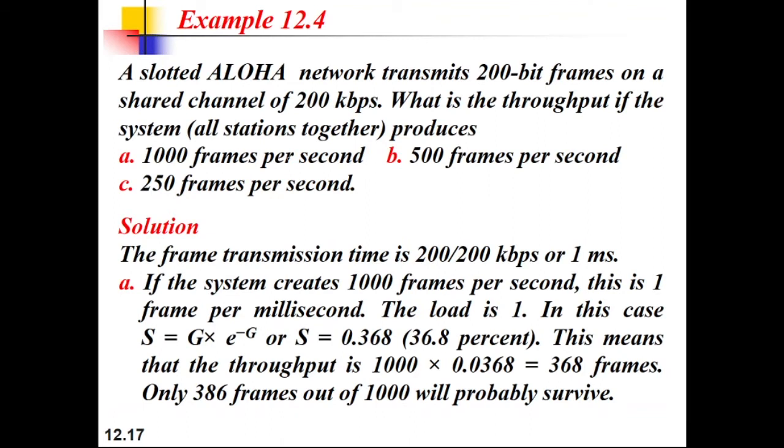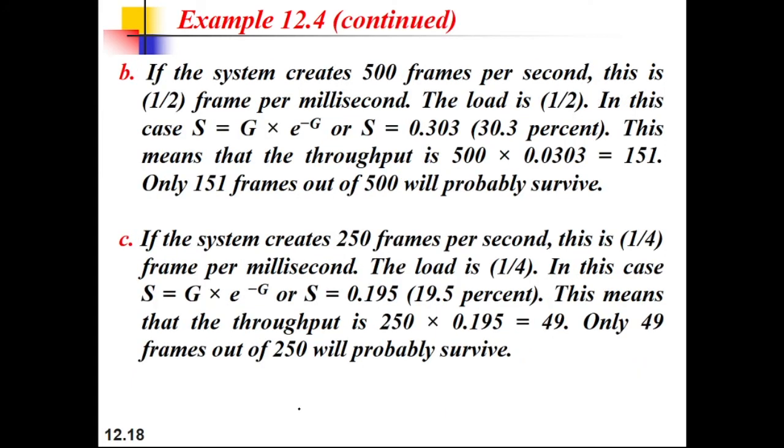A slotted ALOHA network transmits 200 bit frames on a shared channel of 200 kbps. What is the throughput if the system produces...? Same maths, but the formulas are different. Here, G, you have to put S equal to G times e to the power minus G, and for load 1 you get S equal to 0.368, that is 36.8%. This means only 368 frames out of 1000 will probably survive. In this way, for different loads, using this formula you can calculate the throughput of this channel.